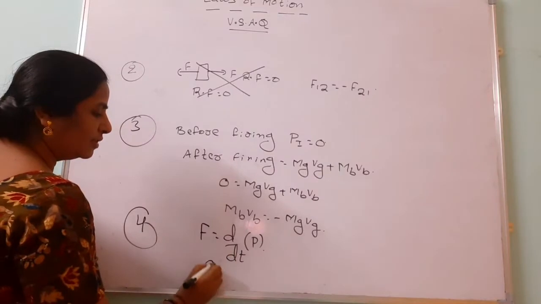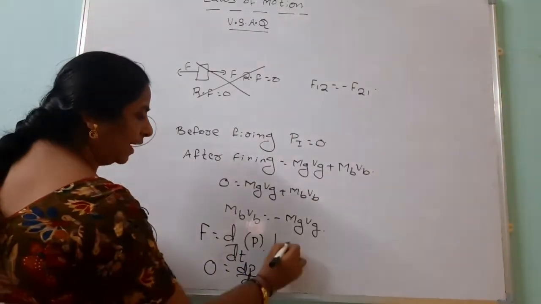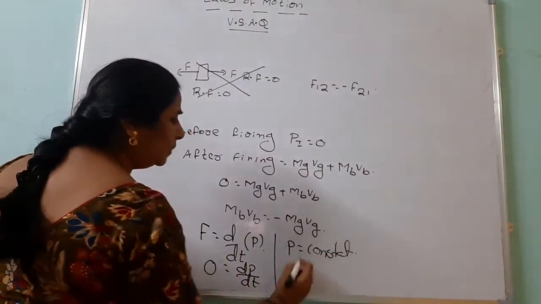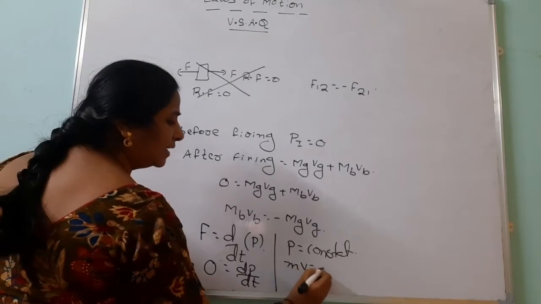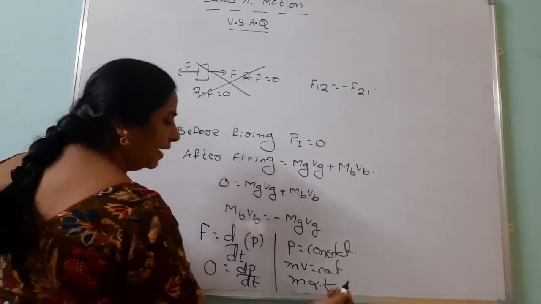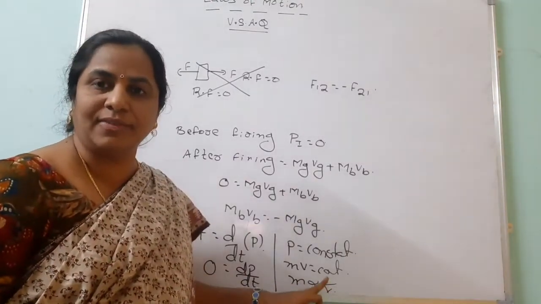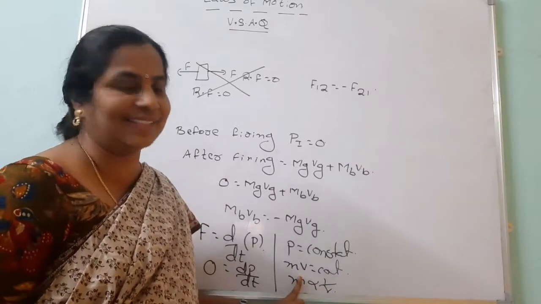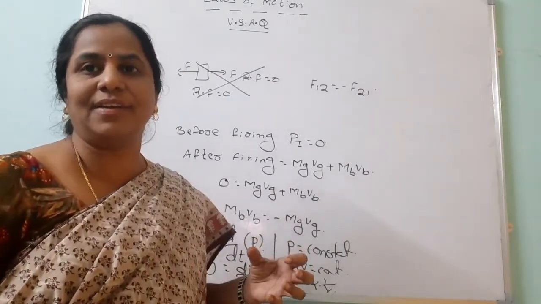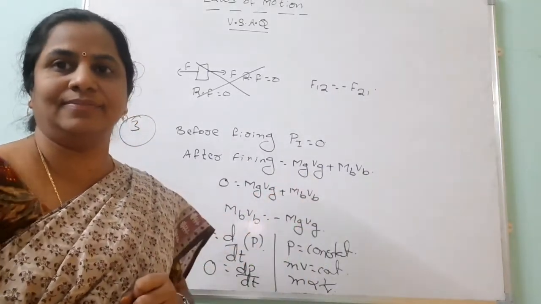If external force equals 0, it means momentum does not change with respect to time. P equals constant. Instead of P we write mass times velocity is constant. So mass is inversely proportional to velocity. If the mass is less, velocity is more. If velocity is more, mass is less. If the mass is more, velocity is less. That's why a heavy rifle has less velocity compared with a lighter one.